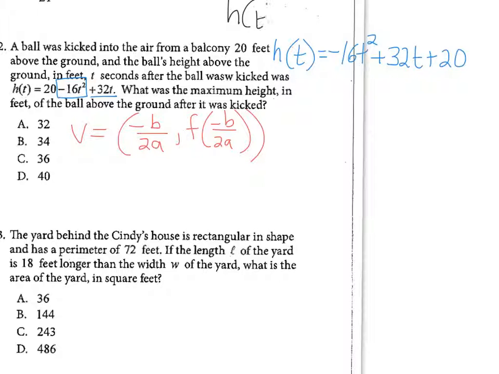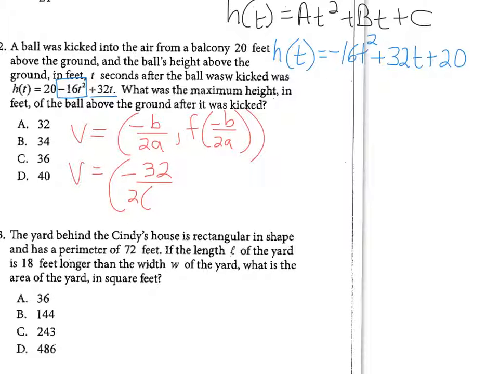So the standard form is a t squared plus bt plus c, where a is the coefficient in front of the t squared, b is the coefficient in front of the t, and c is a constant. So when I get my answers here, I go back to my formula for the vertex, negative b. What is b? 32 over 2 times a. What is a? Negative 16.